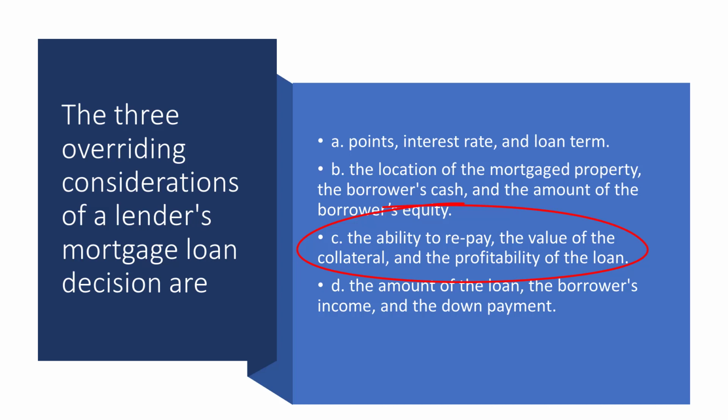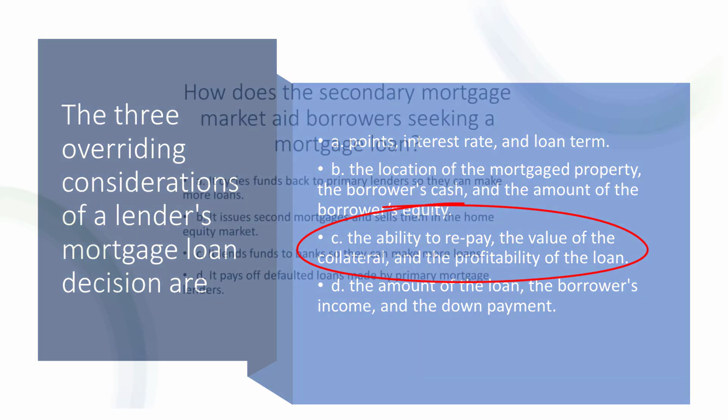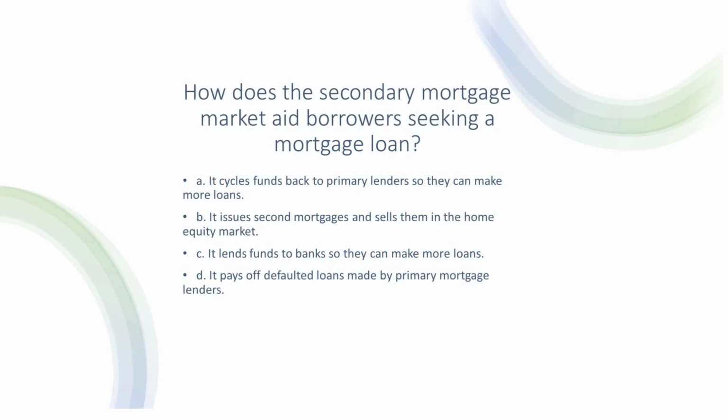Mortgage financing. Question number 11. How does the secondary mortgage market aid borrowers seeking a mortgage loan? A. It cycles funds back to primary lenders so they can make more loans. B. It issues second mortgages and sells them in the home equity market. C. It lends funds to banks so they can make more loans. Or D. It pays off defaulted loans made by primary mortgage lenders.